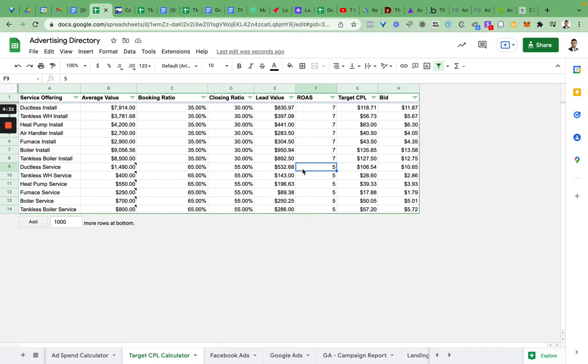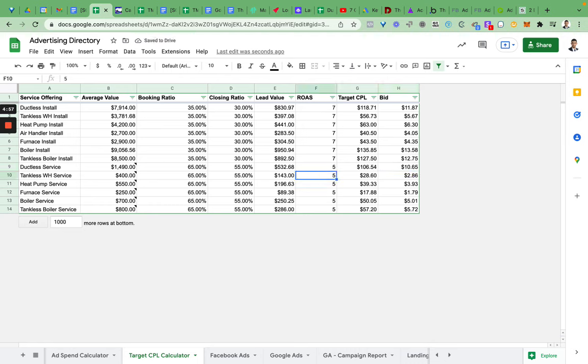And then the ROI we're trying to get on the advertising is 5 times. Cost per lead can be about $106, and then the cost per bid can be about $10.65. It's kind of expensive for ductless service, so we'll just bump it up a little bit. There we go. So the average bid will be around $7.61 for this contractor.